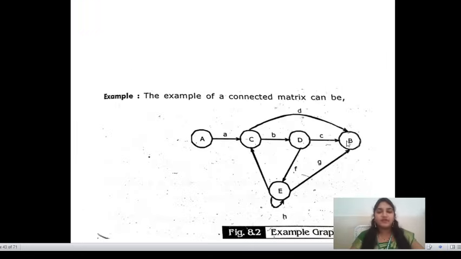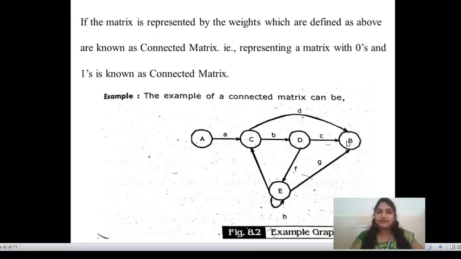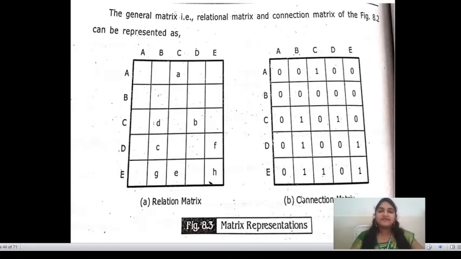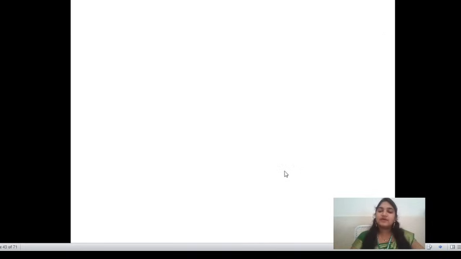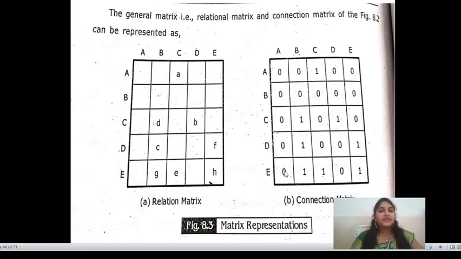Next, coming to the flow graph example, the matrix is represented by the weights defined above as a connection matrix with zeros and ones. It is known as a connection matrix, whether 1 plus 1, 1 into 1, 1 into 0, 0 plus 1, whatever. An example of a connection matrix can be defined if this is the flow graph. So this is the flow graph I have taken, with nodes such as A and C. This flow graph is converted into a graph matrix in this way. First we have to convert the flow graph into a relation matrix, then it is converted into a connection matrix.